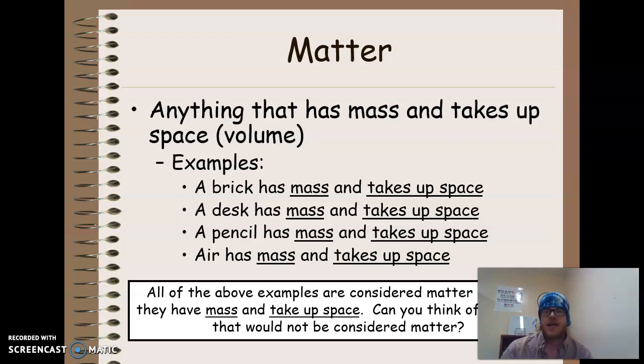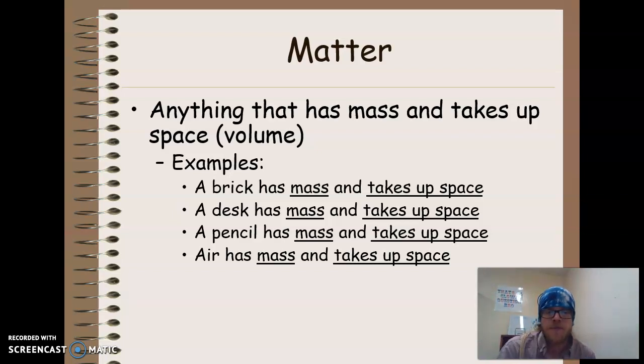Matter is anything that has mass and takes up space. So anything that is stuff, it's matter, right? I say matter is stuff. So anything that you could say, yes, that is made of stuff, that's matter. Anything you can knock on, hit, whatever, that is stuff. So the example is a brick, a desk, a pencil, air. That's one that people don't usually get, right? We have air, it's taking up space. We don't see it necessarily, but it is there, it takes up space.